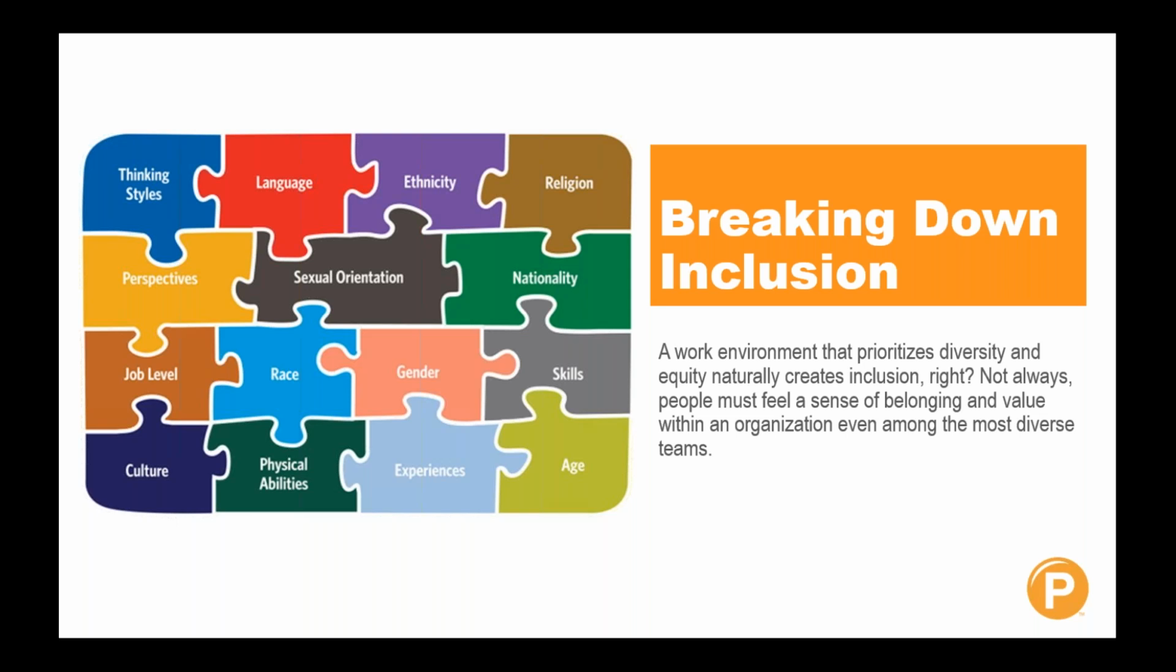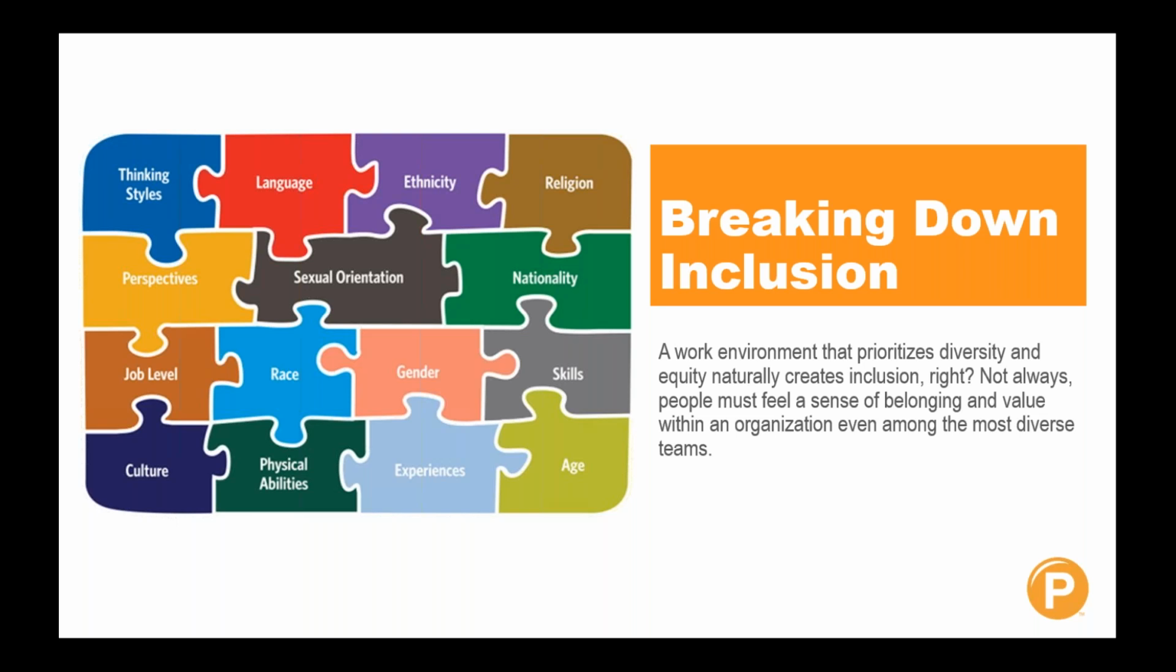And last but not least, we're going to break down inclusion. So I think a puzzle is the absolute best way to demonstrate this. You would think that a work environment that prioritizes diversity and equity naturally would create inclusion, right? Well, it's not always the case. People must feel a sense of belonging and value within an organization, even among the most diverse teams. So let's take a few pieces out of this puzzle. Let's look at culture, gender, and job level. So if you have a great diversity of different people of different genders and cultures and different levels, that's wonderful. But if you don't allow them to feel included in your work environment and create that sense of inclusion, then you're not tackling all that encompasses DEI.